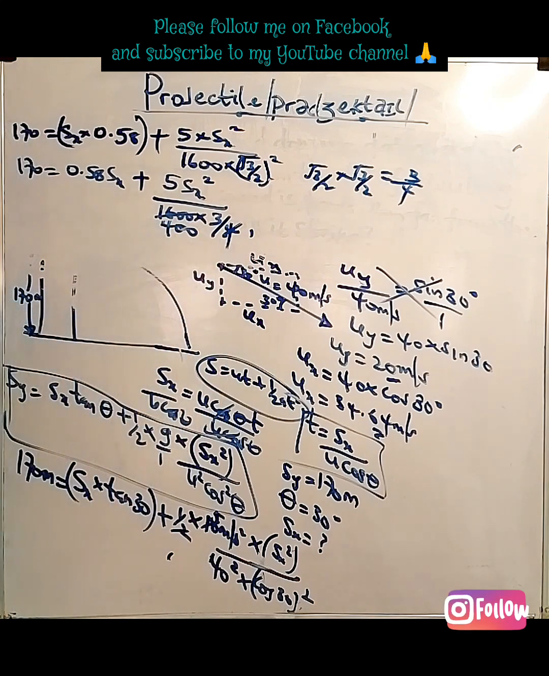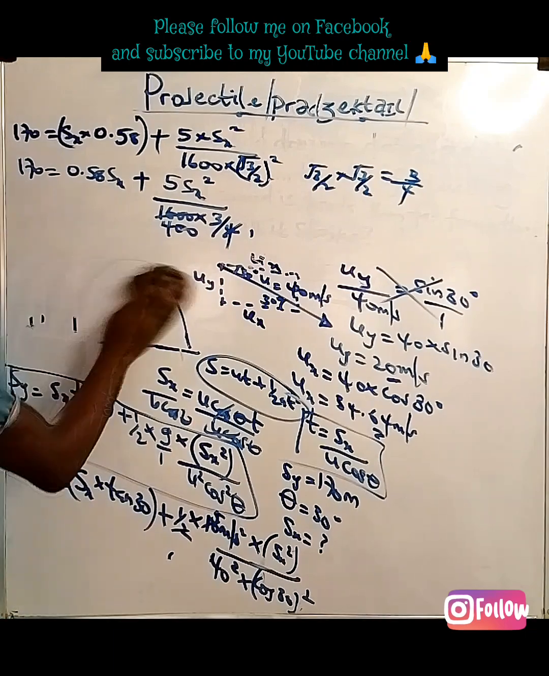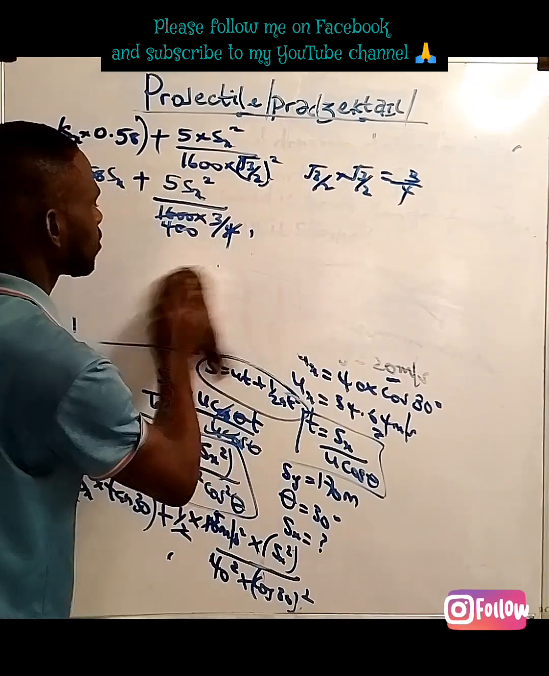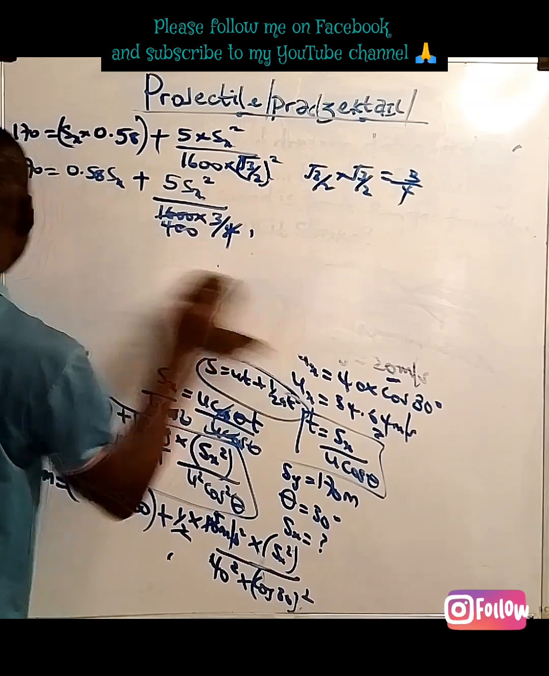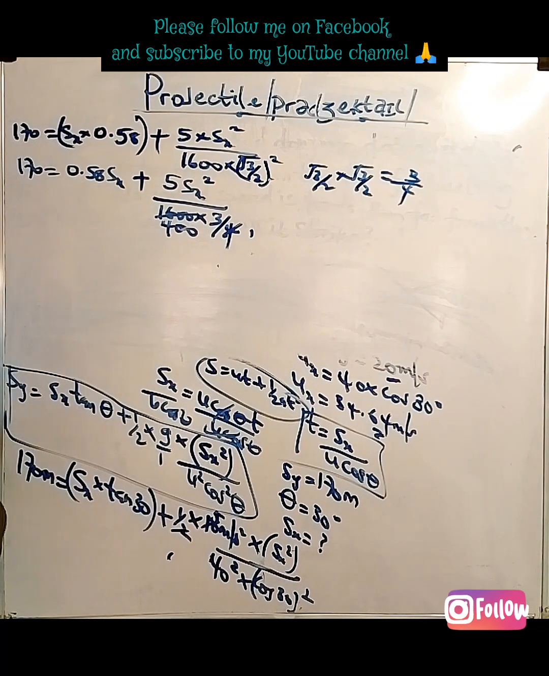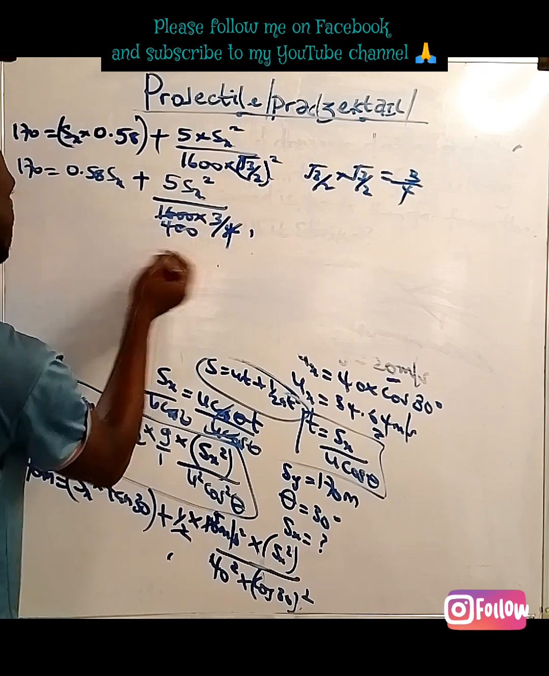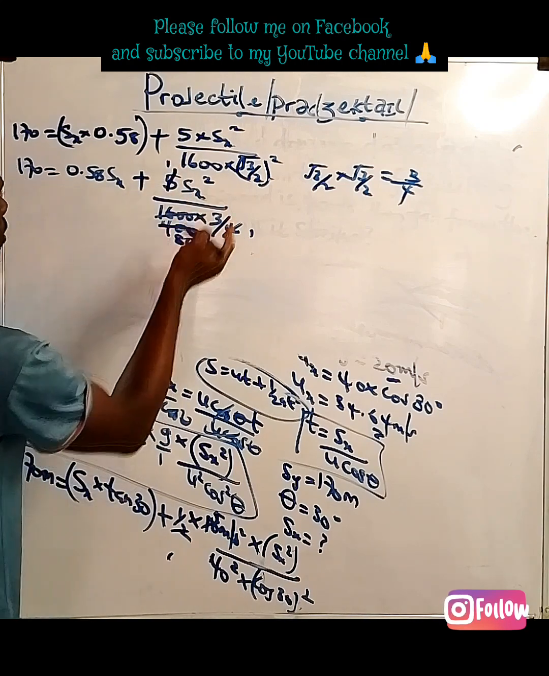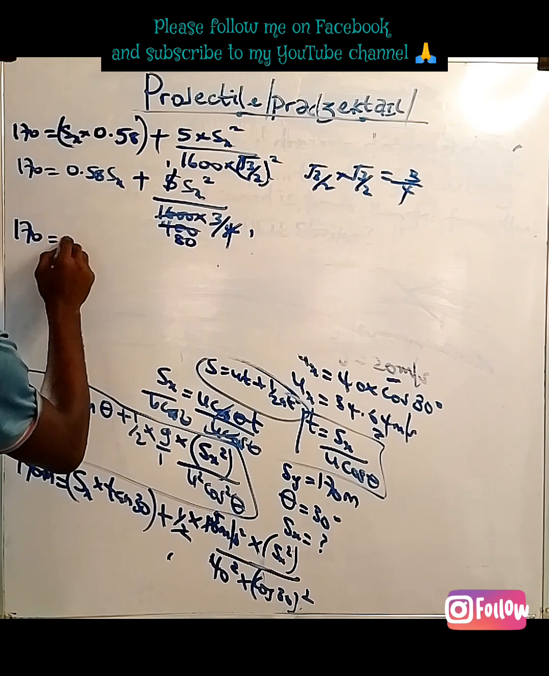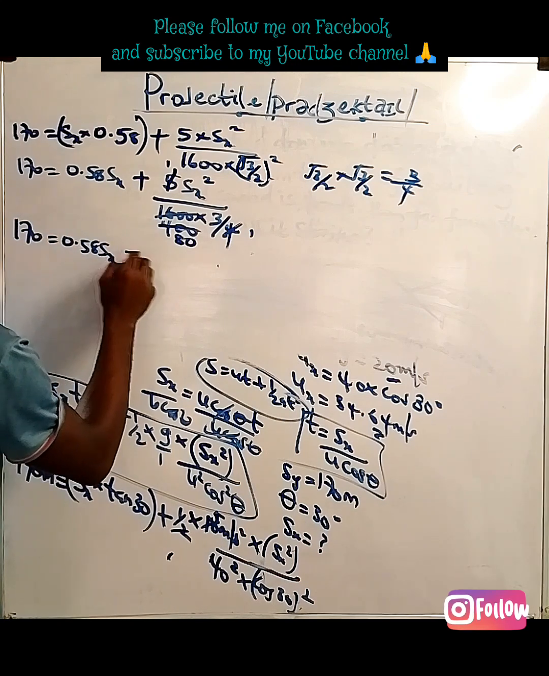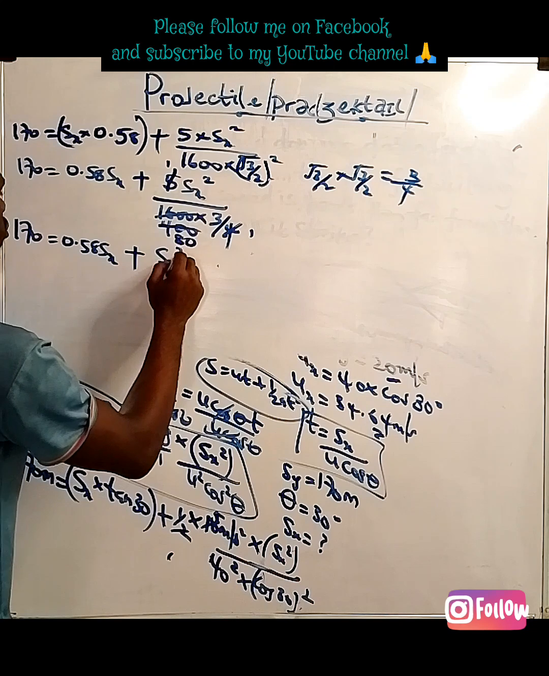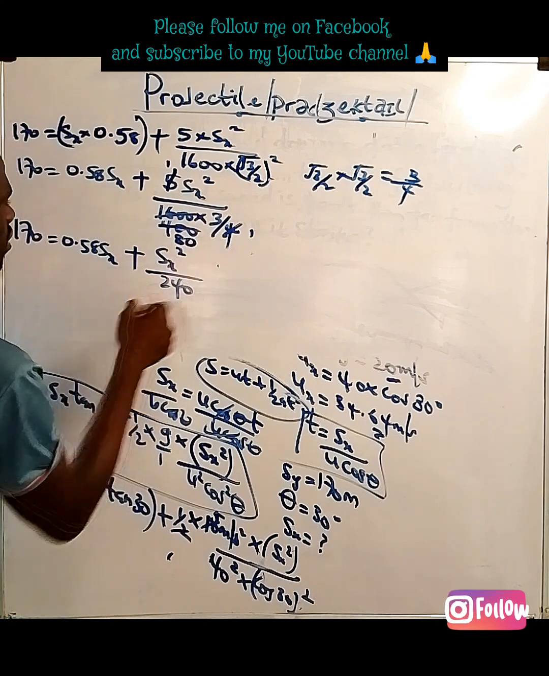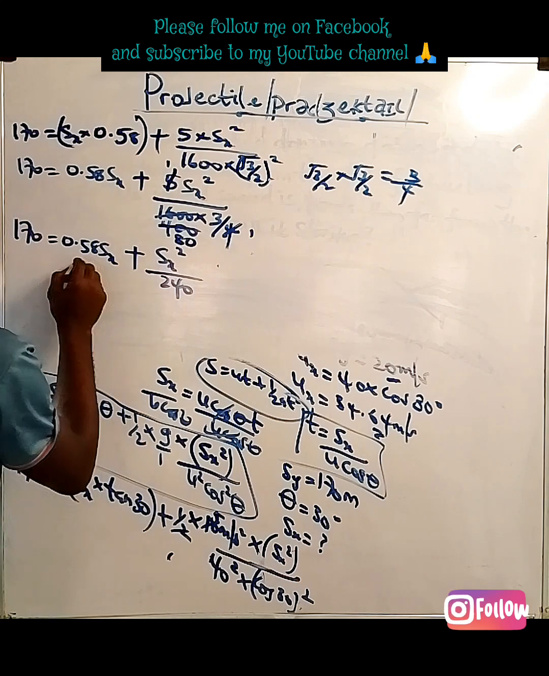We're very close to getting the distance along the x-axis. So what do we do next? The next thing we do here is this 400 times this. So we can even divide 5 here by 5, and we have 80. So that's 170 equals 0.58 distance along the x-axis, plus distance along the x-axis raised to power 2 over 80 times 3, which is 240, over 1.